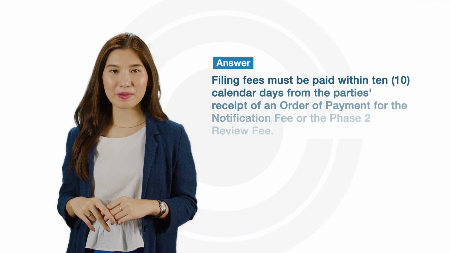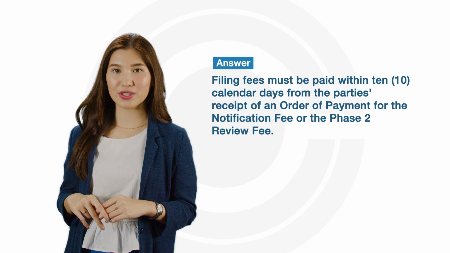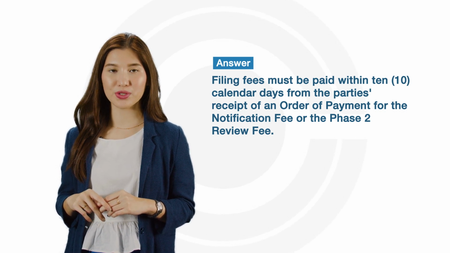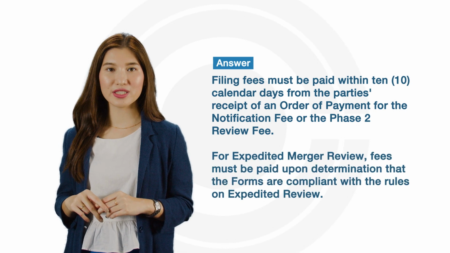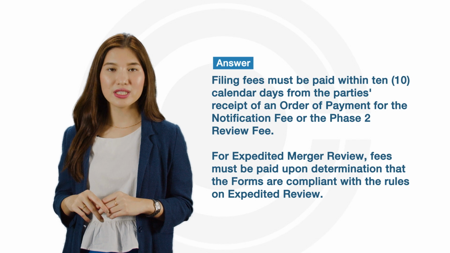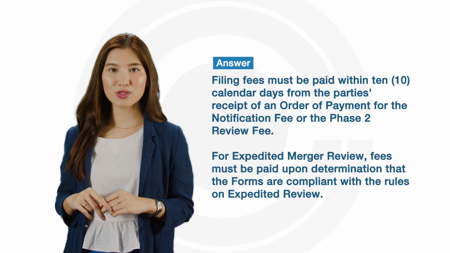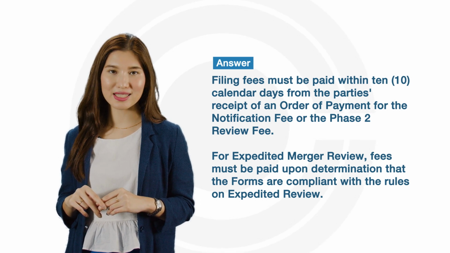Filing fees must be paid by the parties within 10 calendar days from its receipt of an order of payment for the notification fee or the Phase 2 review fee, as the case may be. For notifications filed under expedited merger review, the fees must be paid upon the determination by MAU that the forms of all notifying parties are compliant with the rules on expedited merger review.